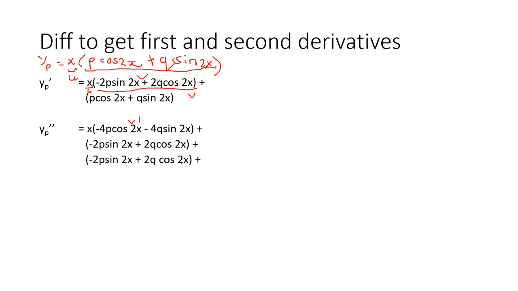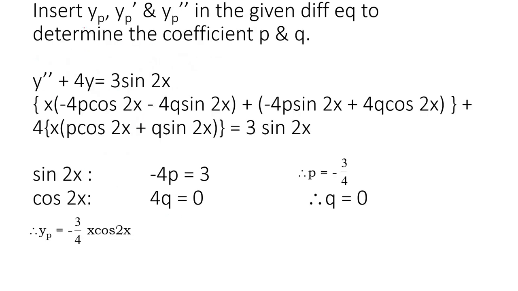So plug in your y double prime. Before that you may simplify, then you plug into that ODE. To simplify, you are collecting terms here. This term, negative 2p sin 2x, and this one, so total negative 4p sin 2x. 2q cos 2x and 2q cos 2x, so 4q cos 2x. Then plug in your yp. We don't have this term, we have only the second derivative. So the first line is your y double prime, and this is actually your yp.